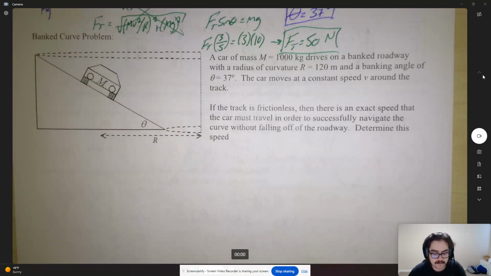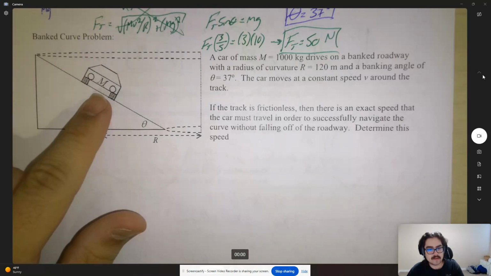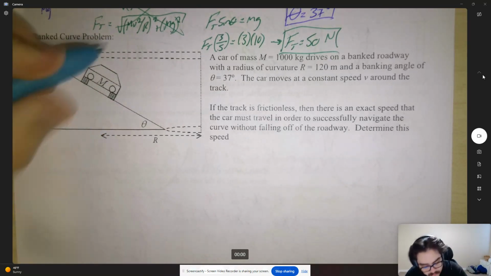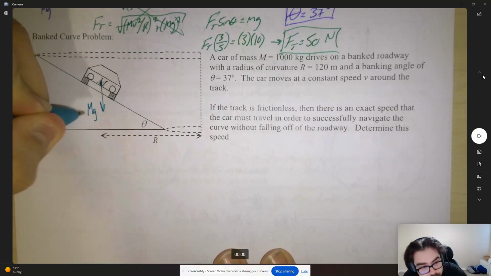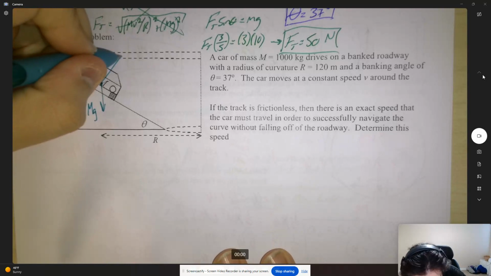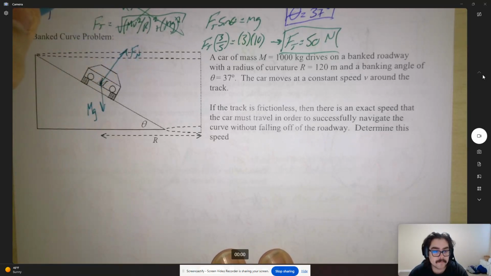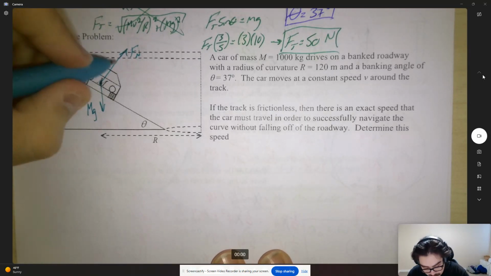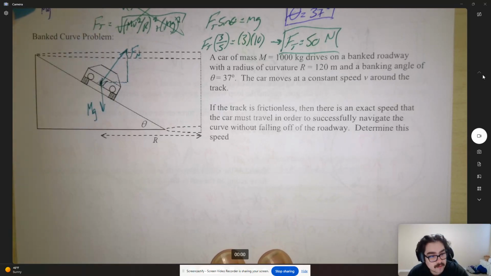This is an example, and this is a really weird looking car. I'm thinking of the Halo Combat Evolved Warthog. The forces acting on the car: you have capital Mg going down, and you've got the normal force pushing out of the track. The normal force has two components: a component that points in towards the center of the circle and a component that points upwards.